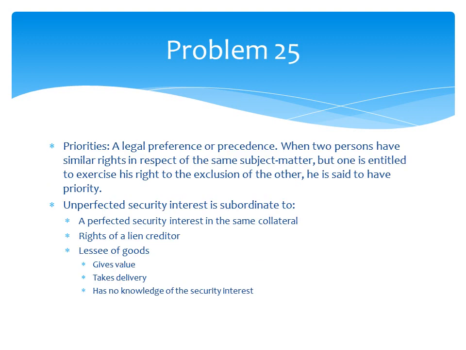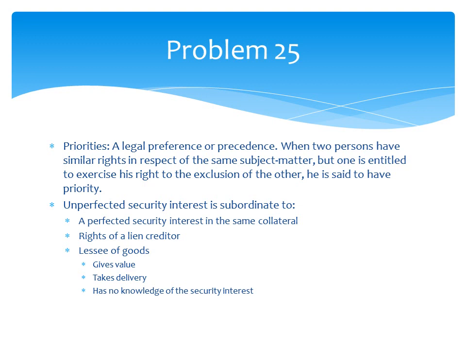Okay, so problem 25 deals with priorities and unperfected security interest. Specifically, the definition for priorities is a legal preference or precedence. When two persons have similar rights in respect of the same subject matter, but one is entitled to exercise his right to the exclusion of the other, he is said to have priority. And more specifically, we're looking at unperfected security interest and whether they're subordinate to anyone else.